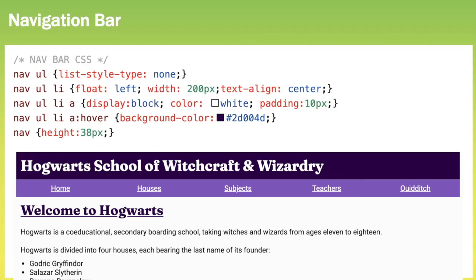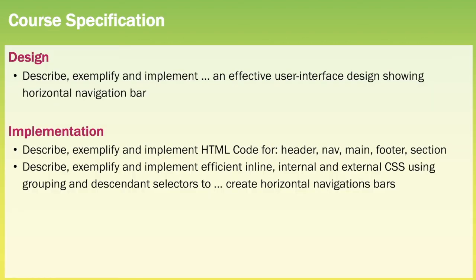So in order to implement a navigation bar in CSS, you need these 5 lines. So in this video, we have looked at how we implement horizontal navigation bars using external CSS with a little bit of descendant selectors in there. And we've looked at the HTML code for header, nav, main, and footer.